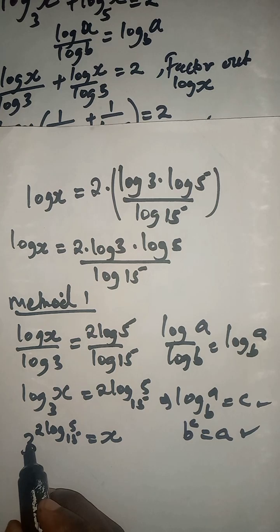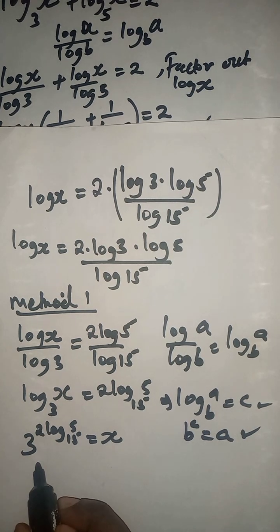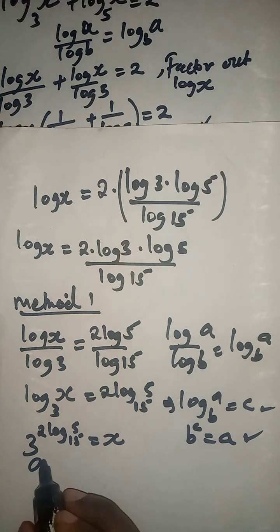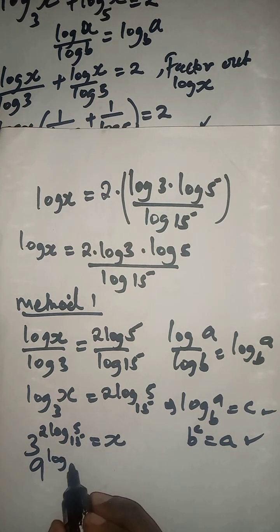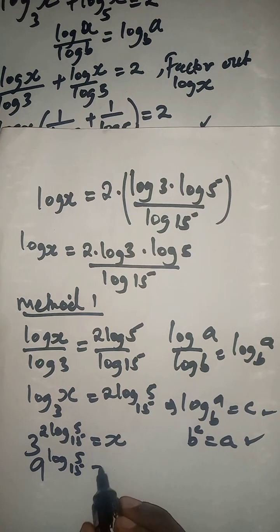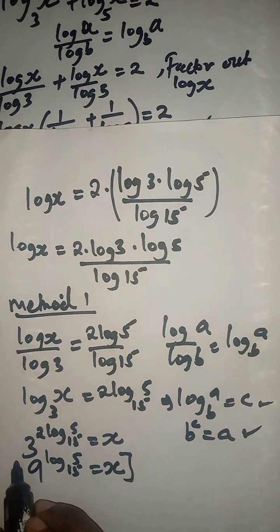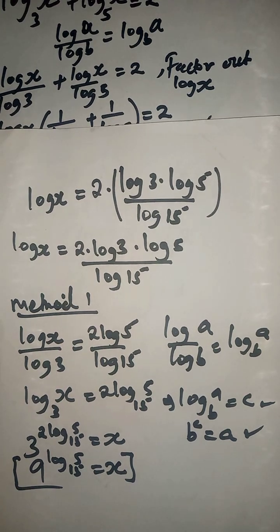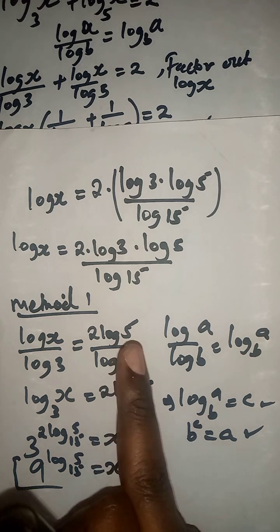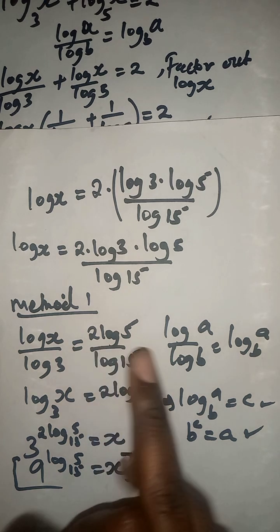So when I take this 3 raised to 2, I'm going to use 9 so that I get 9 to the log of 5 base 15 is equal to x. So this is the value of x for the required logarithmic equation.